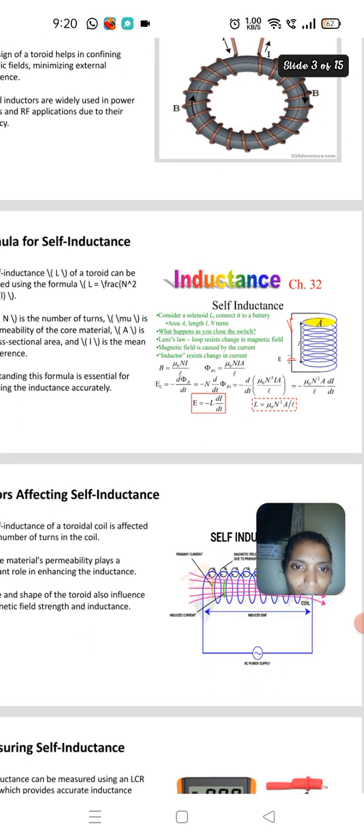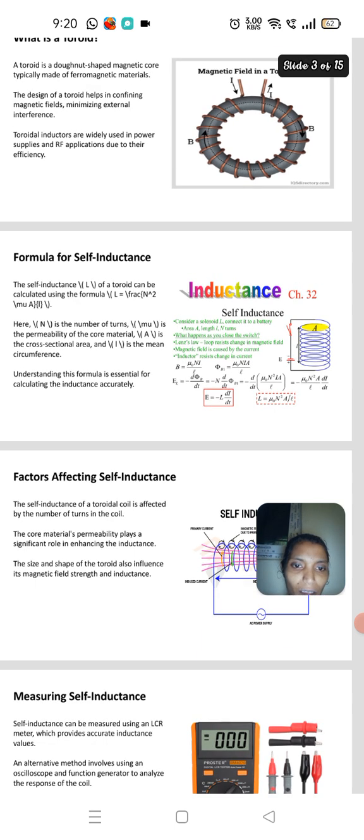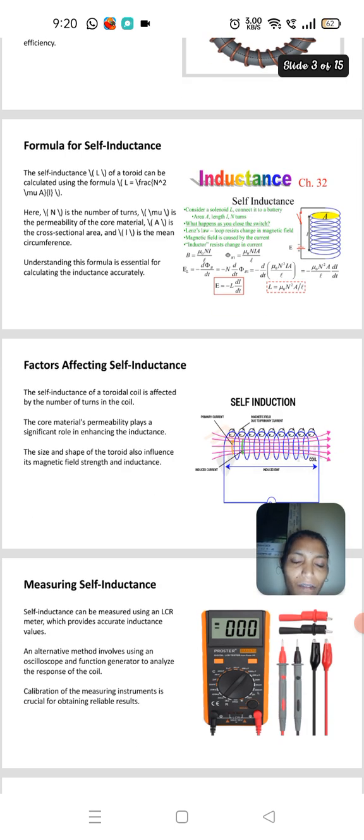Self-inductance. Consider a solenoid, and we know the value of L. L equals mu naught n square A by L. It is a self-inductance formula. Factors affecting self-inductance: the self-inductance of a toroidal coil is affected by the core and by the number of turns in the coil. The core material's permeability plays a significant role in enhancing the inductance.